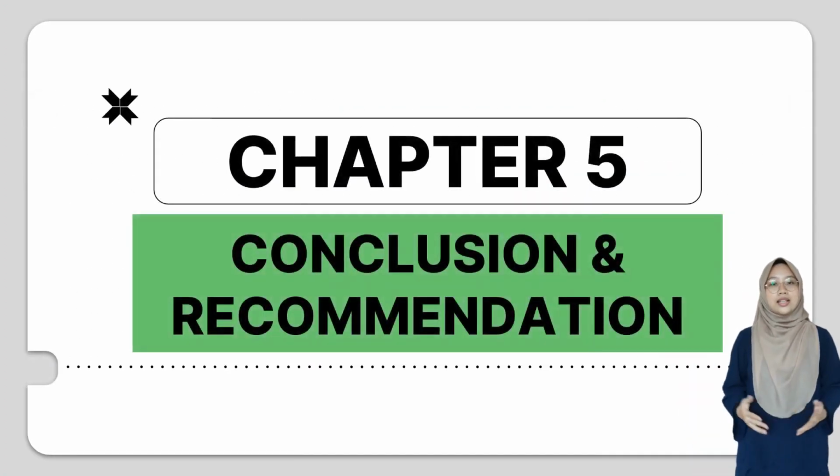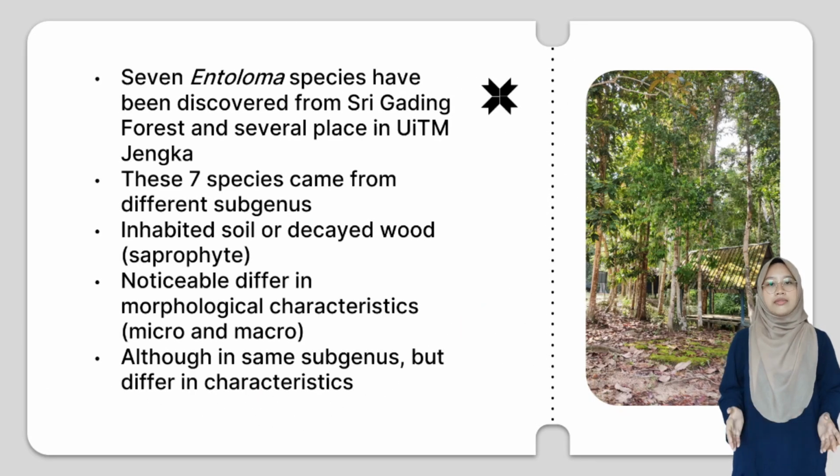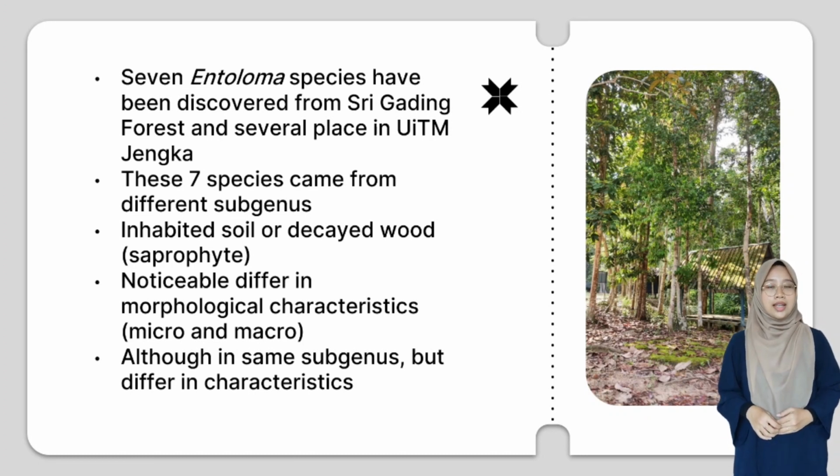As a conclusion, 7 Entoloma species have been discovered from tree-guarding forests and several places in UiTM Jengka. These 7 species came from different subgenera and inhabit soil or decayed wood. Although these species came from the same family, Entolomataceae, they have different characteristics. Being in the same subgenus doesn't mean that their characteristics are the same.